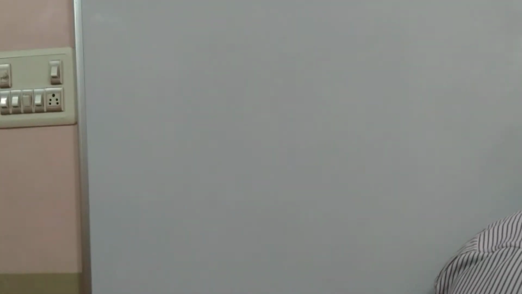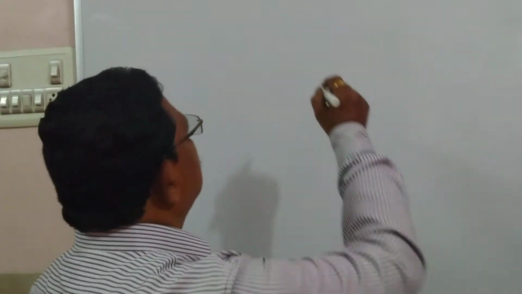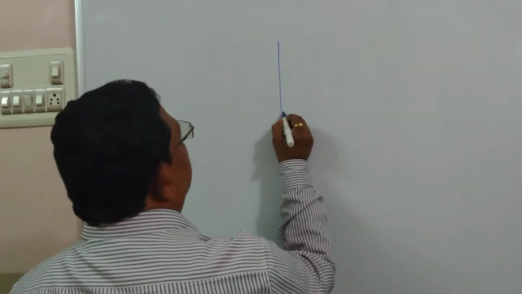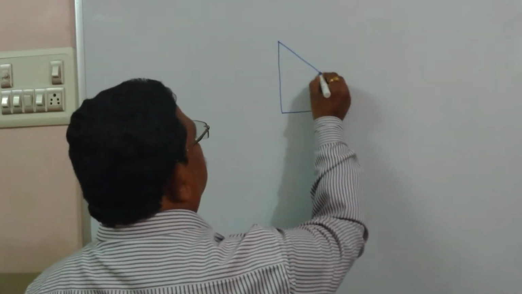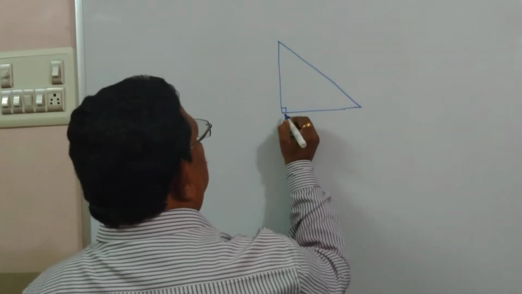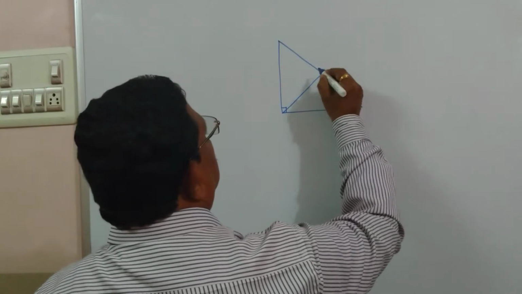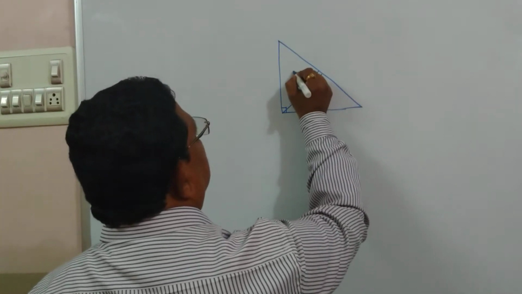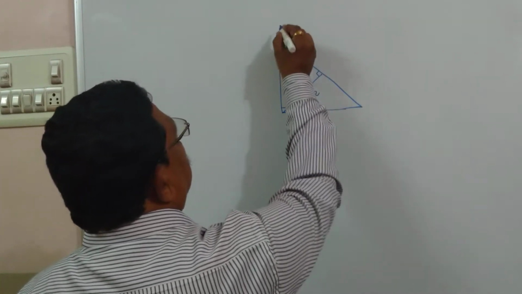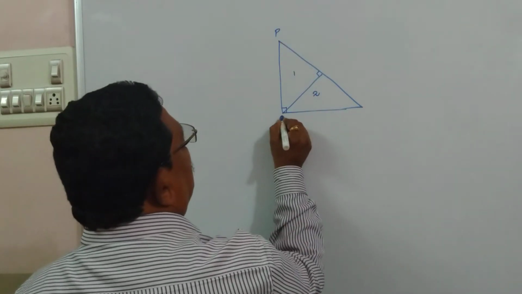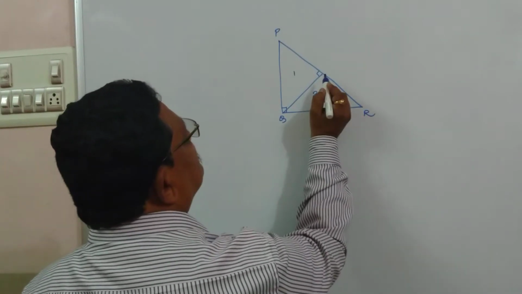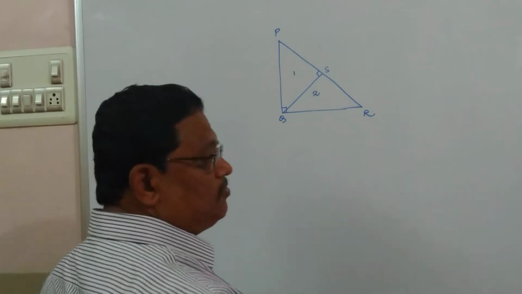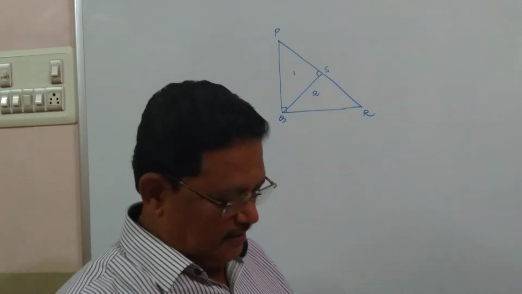Similarity of right angle triangle theorem. What does the similarity of right angle triangle theorem tell us? In a right angle triangle, if a perpendicular is drawn to the hypotenuse from the right angle, the two triangles obtained by drawing a perpendicular to the hypotenuse are similar to each other and also to the original triangle.